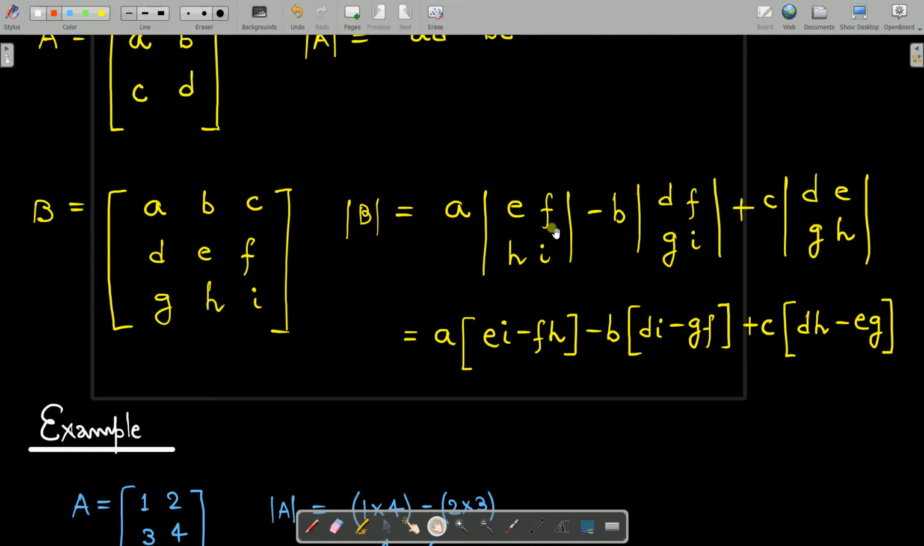You write this matrix first, okay? Then we have a negative sign, and then with this, B, delete this row, delete this column. So the elements left are D, F, G, I. Find the determinant of this, and then write plus C, delete this column, delete this row. Whatever is left, D, E, G, H, you write here. Now if you find the determinant and expand it, you will get this expression.